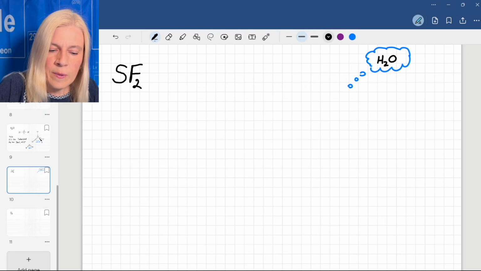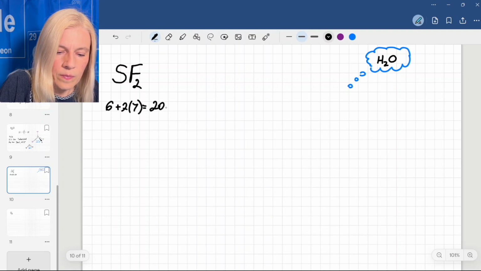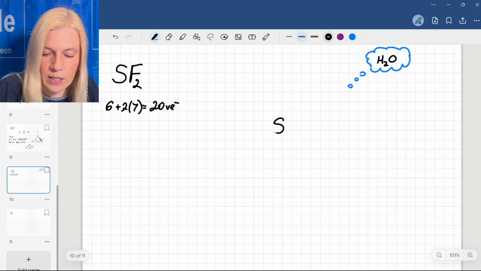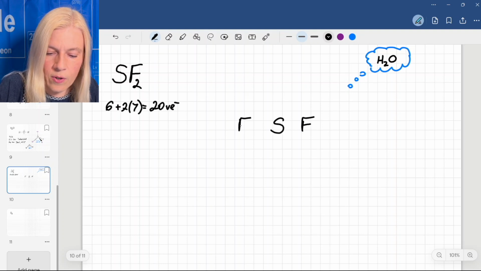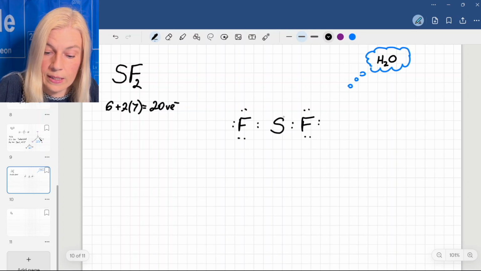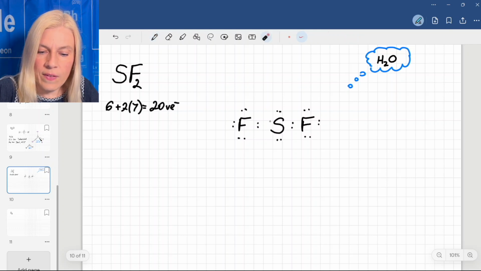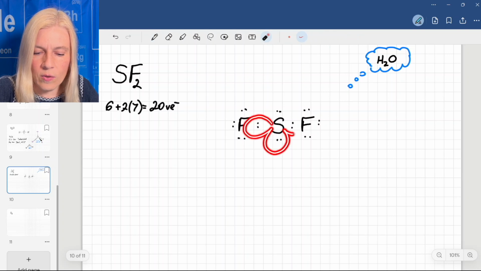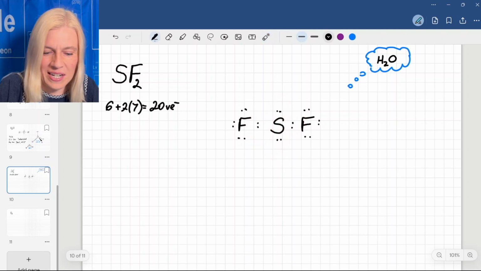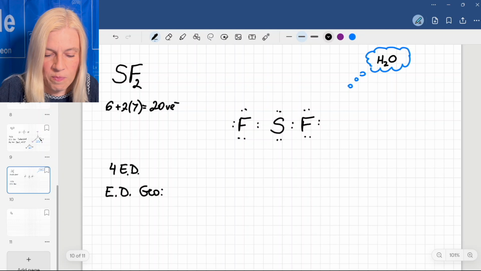Well, let's check it, right? So sulfur comes with 6 valence electrons plus 2 times 7, 20 valence electrons to work with. Let's do this here. Here is sulfur, fluorine, fluorine, 2 for each bond, octets from outside in, 16, 17, 18, 19, 20. Oh, wow. Let's look here. I have how many electron domains? 1, 2, 3, 4 electron domains. Yes, wow, this looks familiar, right? 4 electron domains. So my electron domain geometry, my preliminary shape, is tetrahedral.